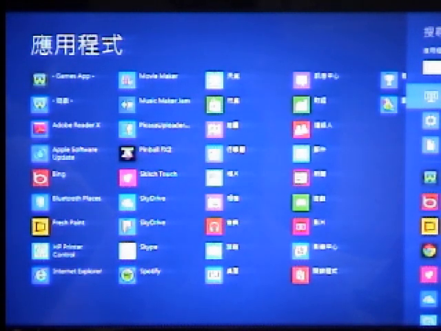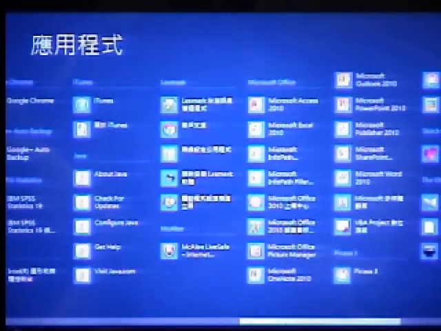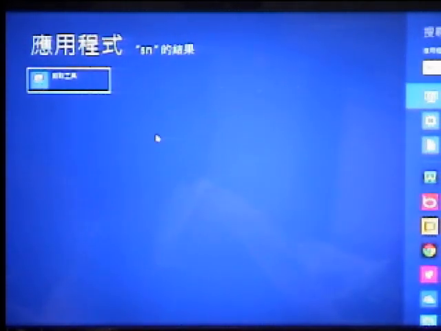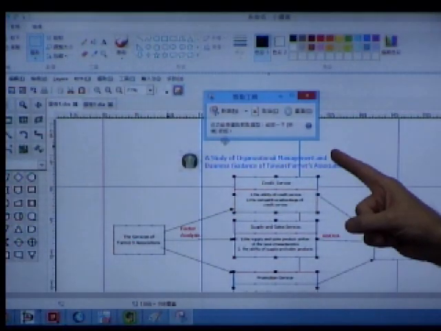Okay. Inside Windows, in Windows 7, the tool is called Snipping Tool. S-N-I-P-P-I-N-G. So inside your Windows menu, see if you can search inside your menu for snipping. S-N-I-P-P. See if it comes out. It should come out even in your Chinese menus. There it is.